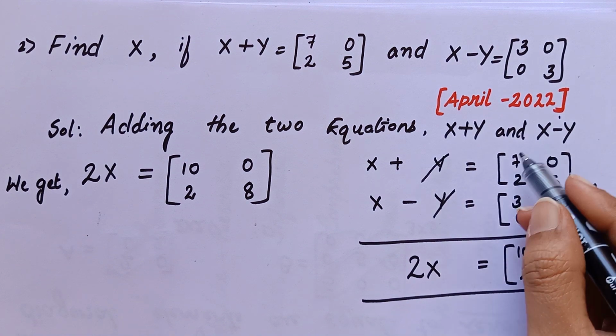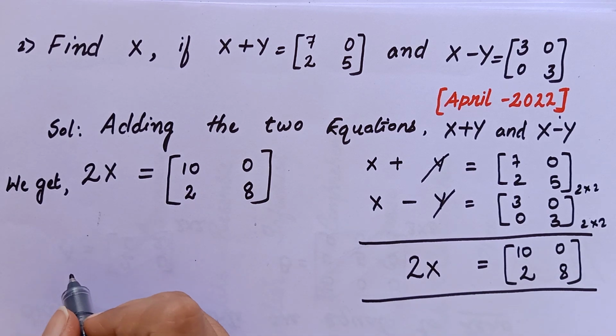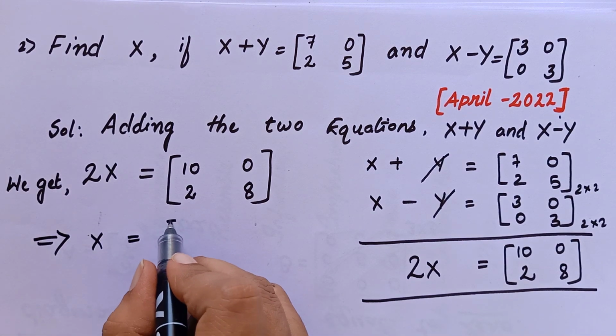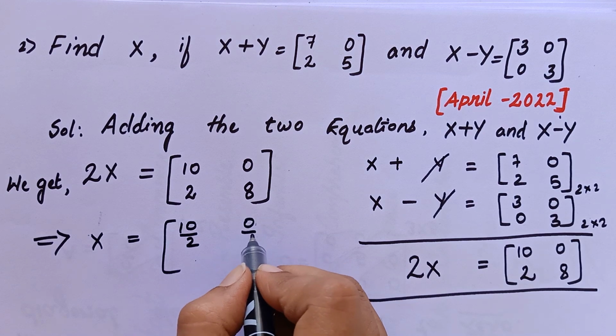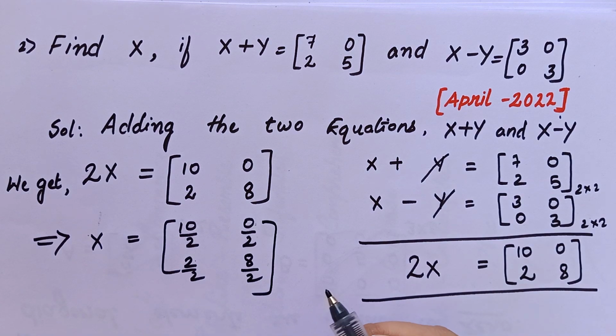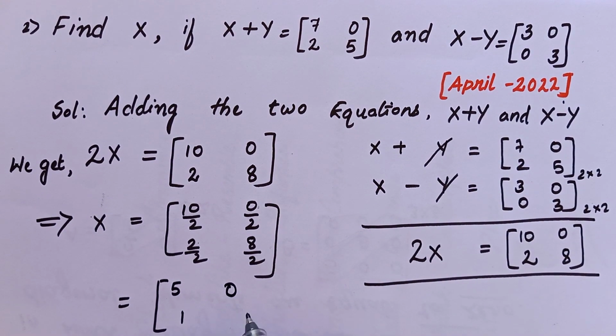So what do we have to find? We have to find the value of x only, not 2x. So we have to divide each element of the matrix we have got by 2. Therefore x is equal to, dividing each element by 2: 10 by 2, 0 by 2, 2 by 2 and 8 by 2. 10 by 2 is 5, 0 by 2 is 0, 2 by 2 is 1, 8 by 2 is 4. So this is the solution. Therefore x equals [5, 0; 1, 4] is the solution of this problem, the value of x here.